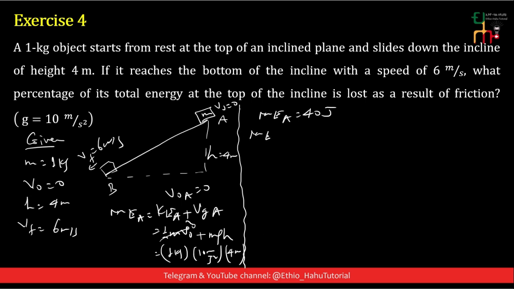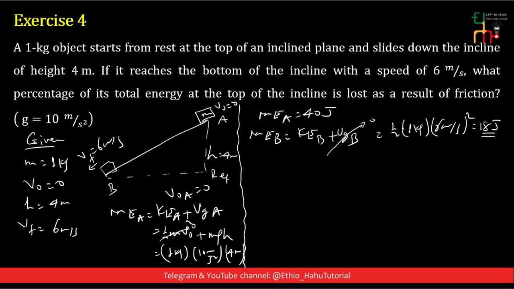Similarly, mechanical energy at point B is simply kinetic energy at point B plus gravitational potential energy at point B. This is our reference point. At the reference point, H is 0. Therefore, gravitational potential energy at point B is 0. We have only kinetic energy. Half times M, which is 1 kilogram, times V, which is 6 meter per second, the whole square. This is equal to 36 divided by 2, 18 joule. Kilogram meter per second square times meter is joule.